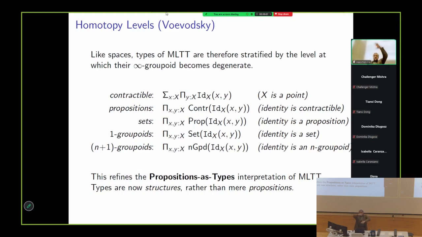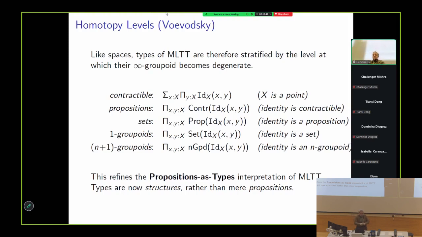the universe of all propositions is naturally stratified in the same way as the universe of all homotopy types. That's where the idea came from, out of homotopy theory, by the level at which this infinity groupoid of identity types peters out. At some point it becomes degenerate. Like the natural numbers, there's no higher homotopy in the natural numbers. They're just discrete points, and that's the end of the story. Some types have higher homotopy. Some types have infinite dimensional homotopy.